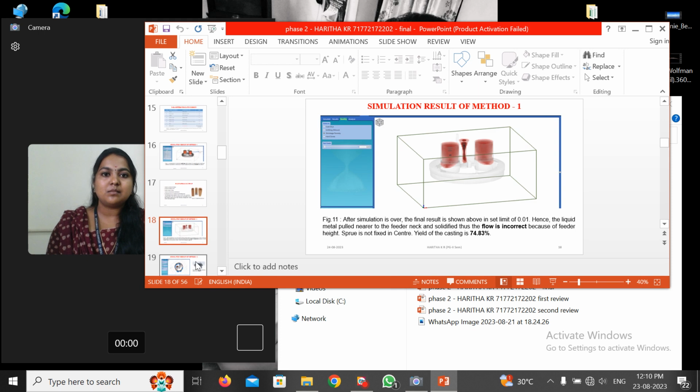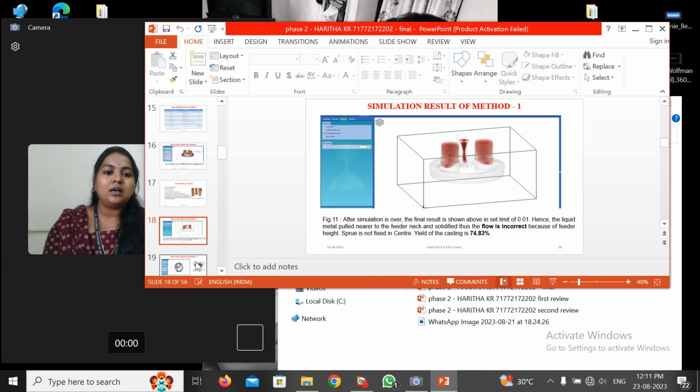Then this is about the simulation result of method 1. So we are checking the limit of 0.01 percentage, because the shrinkage level is 1 by 100 times. So with that minimum level of 0.01 percentage, there should not be any red spots. The red spots indicate that shrinkage is present inside the cavity.